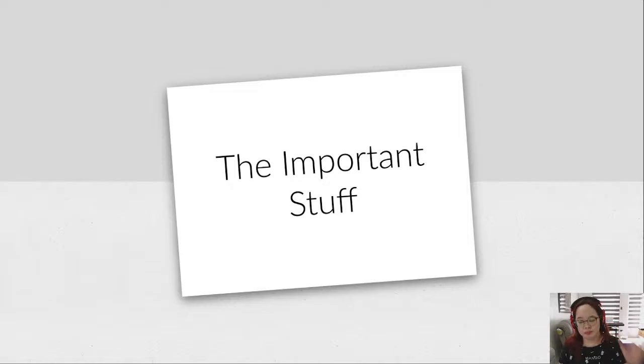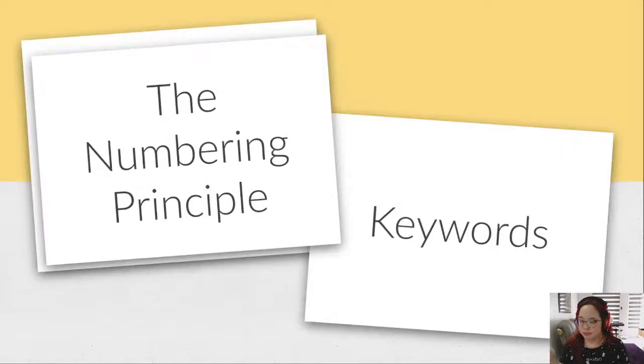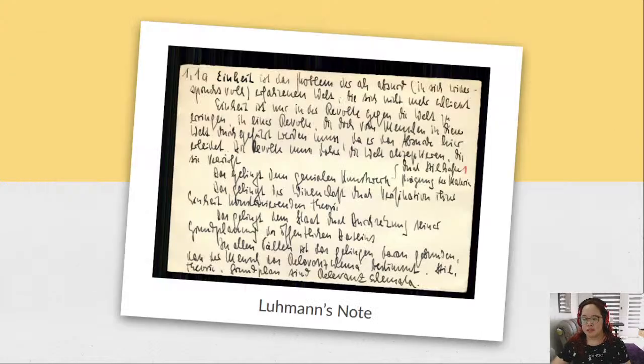So now, the important stuff. Two things, like I said earlier, you should remember. Number your note, give it an identification, and make sure that you have a keyword attached to it. Again, let's take a look at this. Luhmann's note. This is his way of putting an ID. 1, 1A. Okay. You'll notice that in this note, he does not have a title.